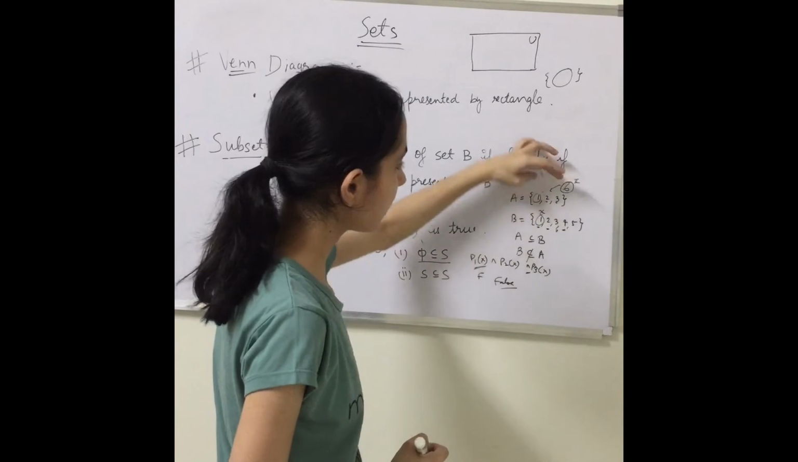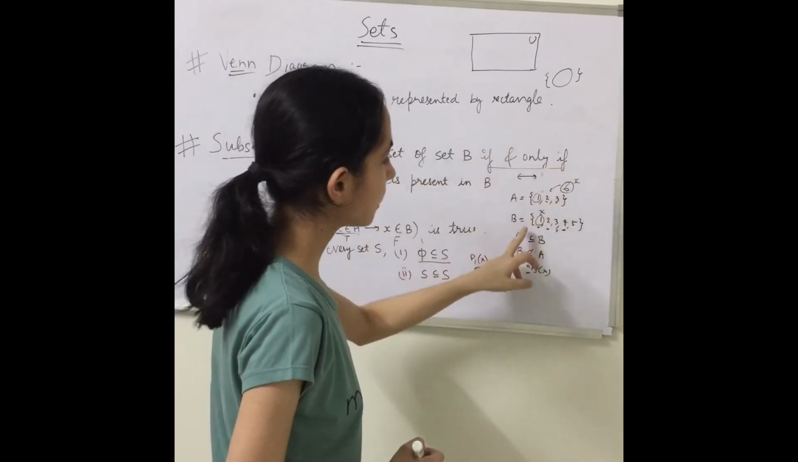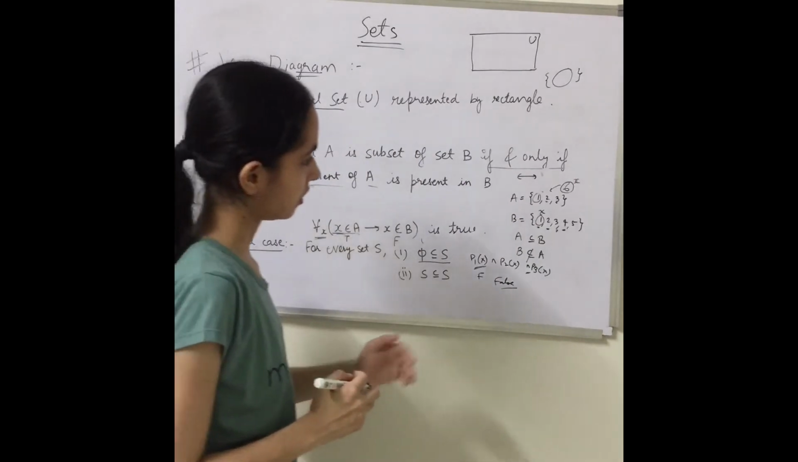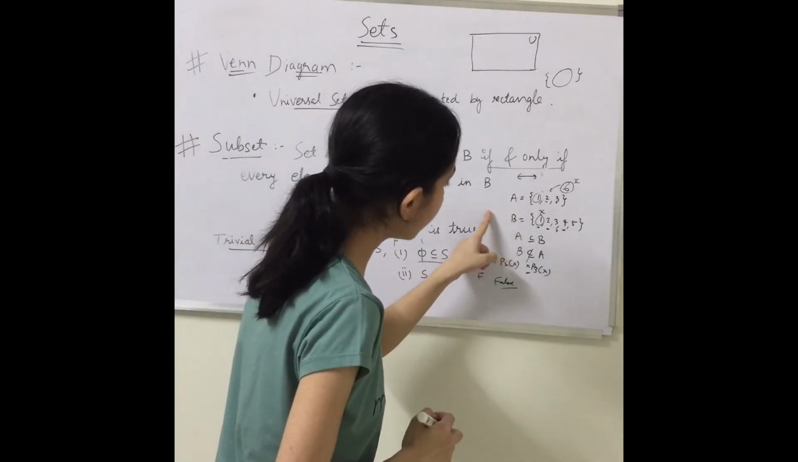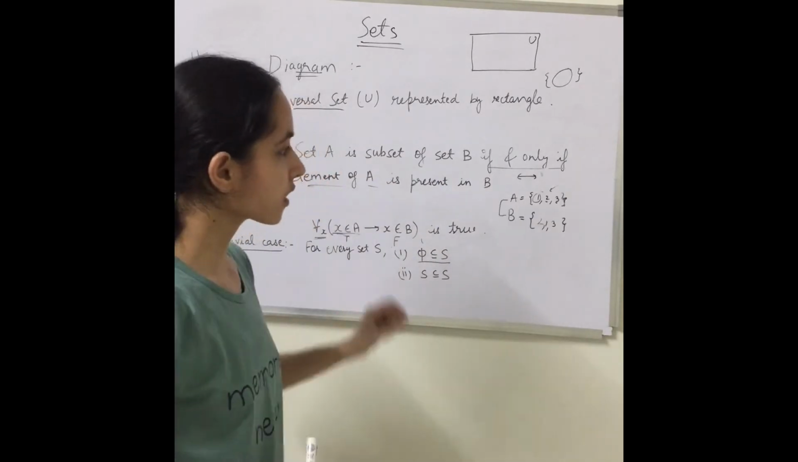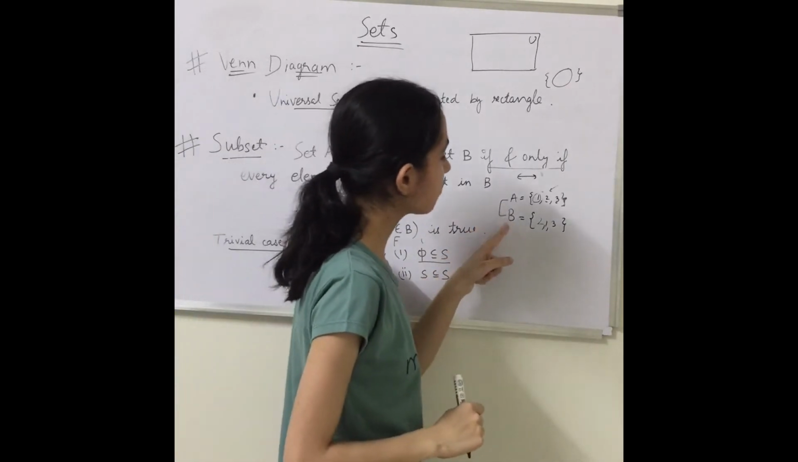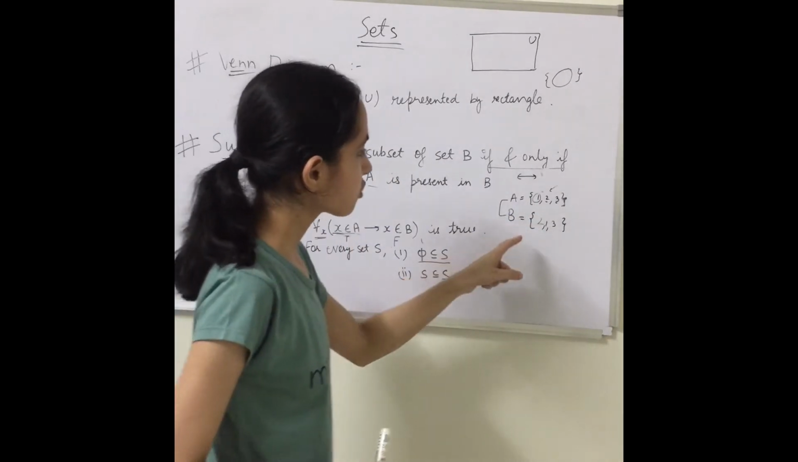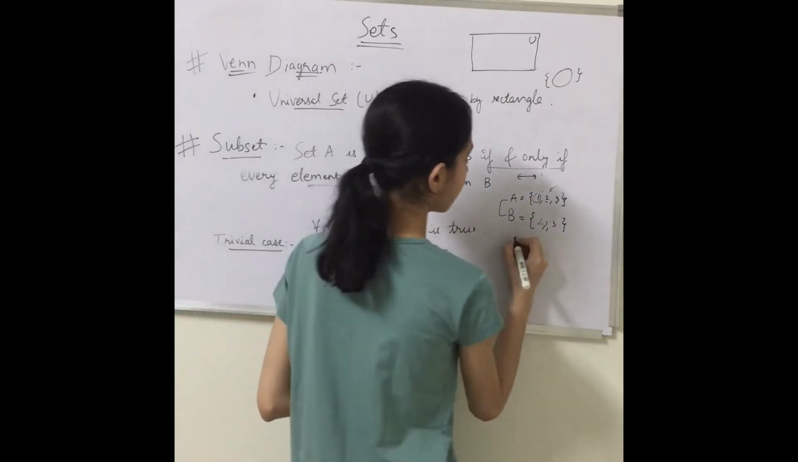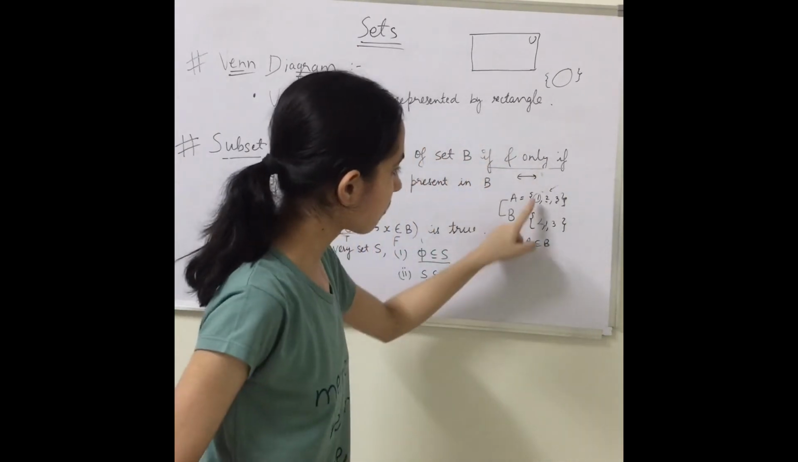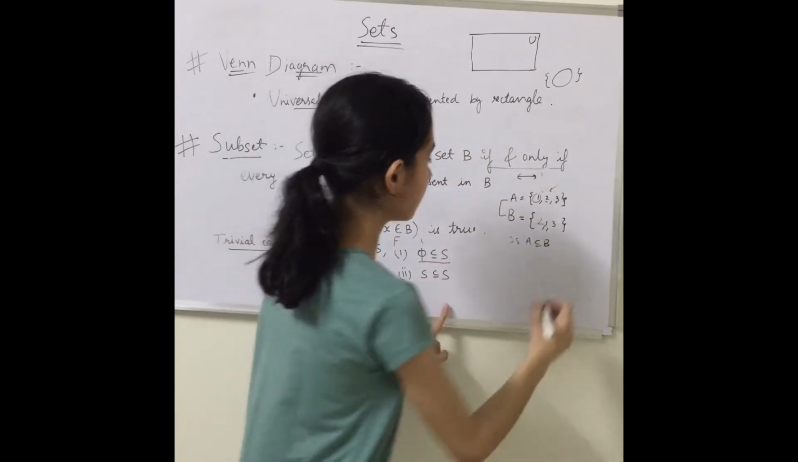Simply you can check if all elements of A are present in B, then A is a subset of B, and vice versa. You can also check if all elements of B are present in A, then B is also a subset of A. Now what is the case when A and B both are equal? Order does not matter in set, right? So let's check. Is A a subset of B? 1 is present, 2 is present, 3 is present, yes.